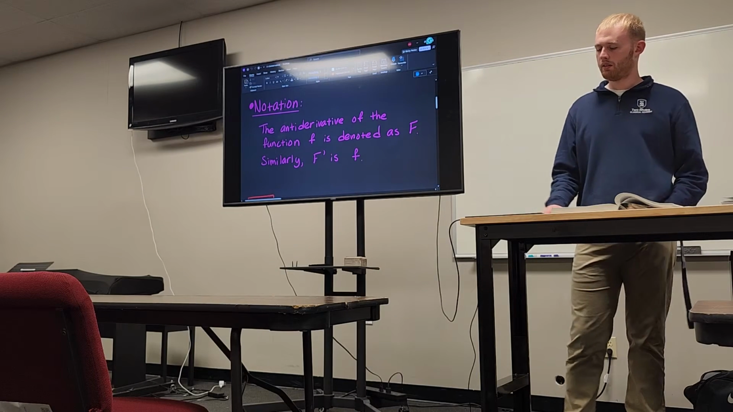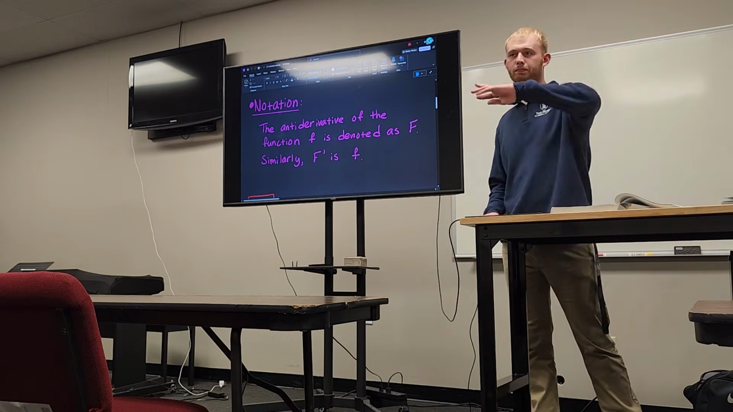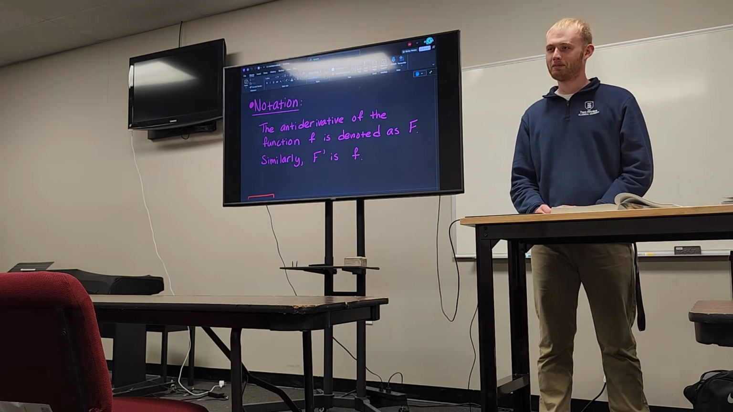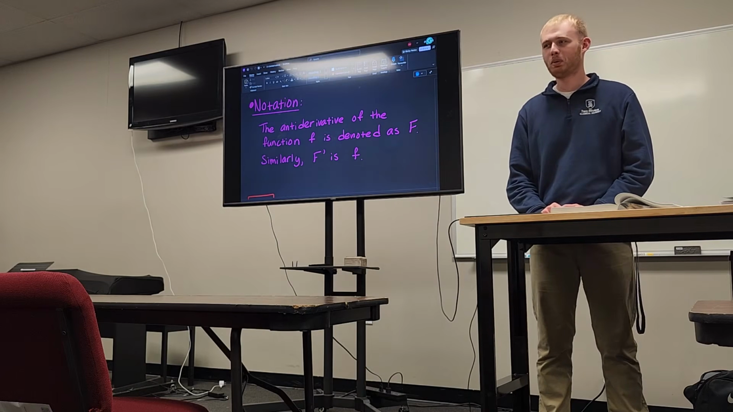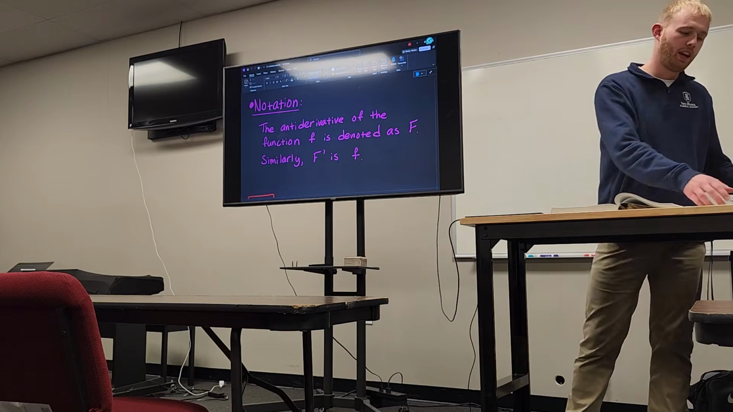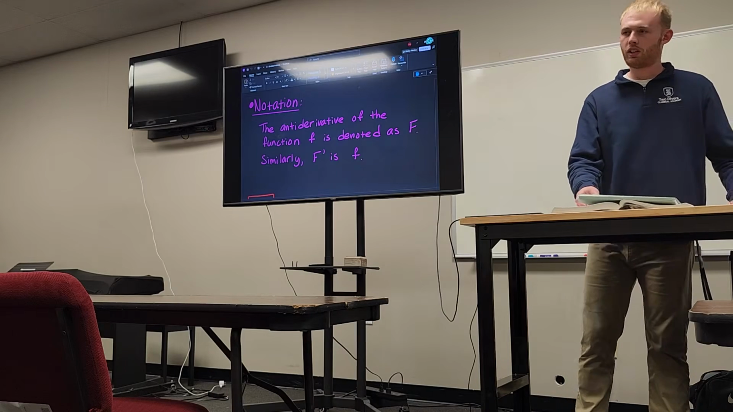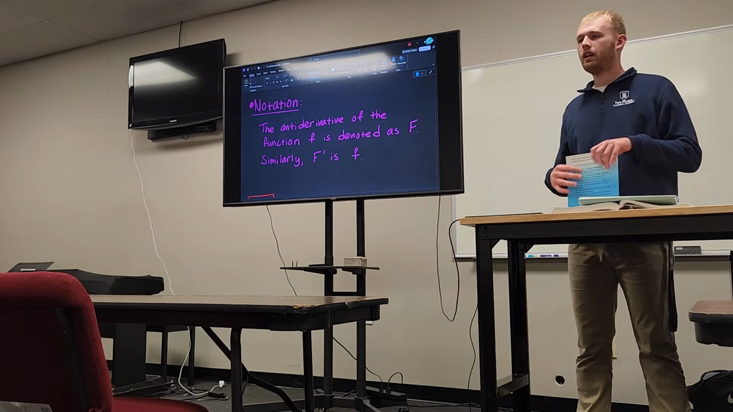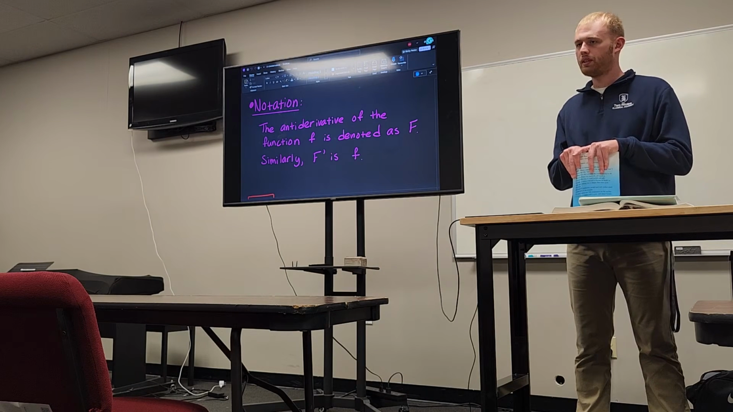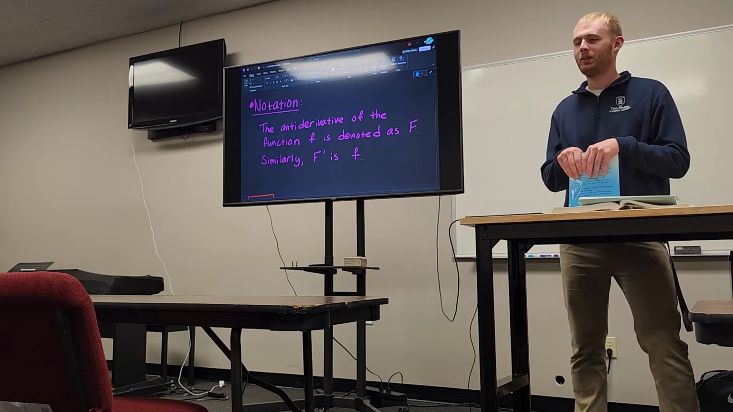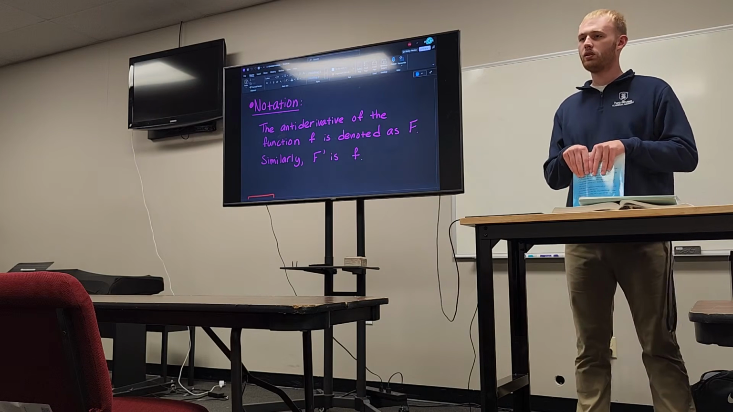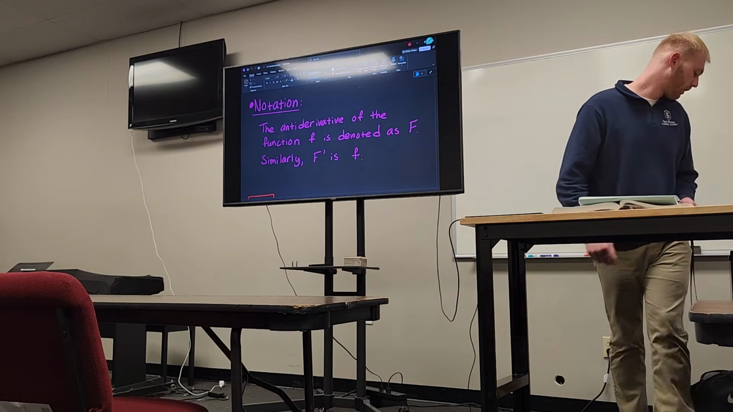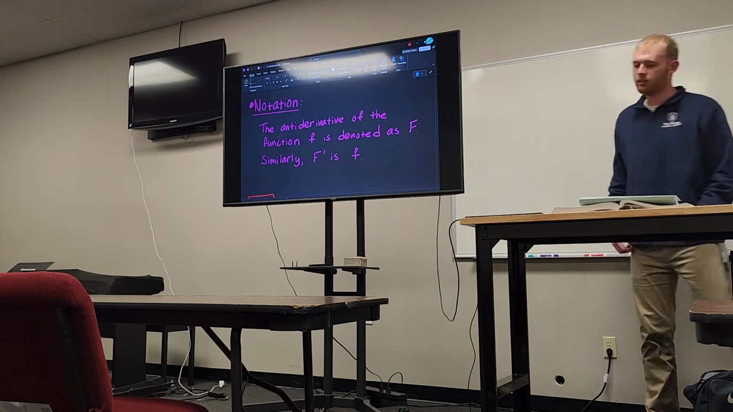Notation for the antiderivative. If I have a function f, the antiderivative is denoted as capital F. It's super simple. You just use capital letters. That goes for any letter. If I had a G, I'll just use a capital G. If I had an A of x, then I'm just using a capital A. That's why I've always used lowercase letters in algebra. Now you know why. When you use capital letters, you're talking about the antiderivative. That is how we notate the antiderivative.